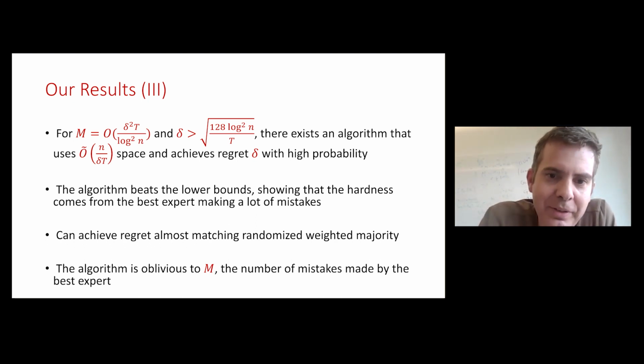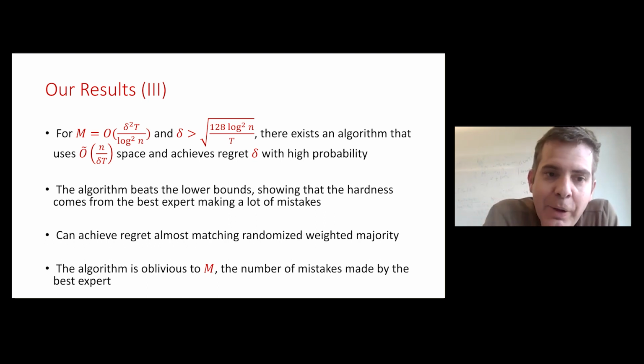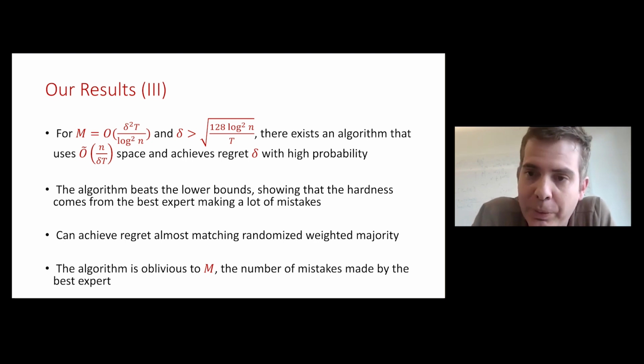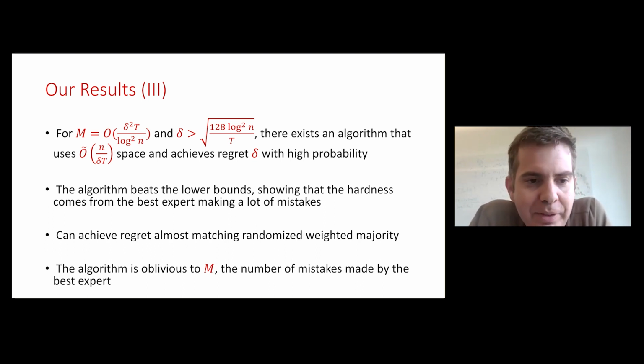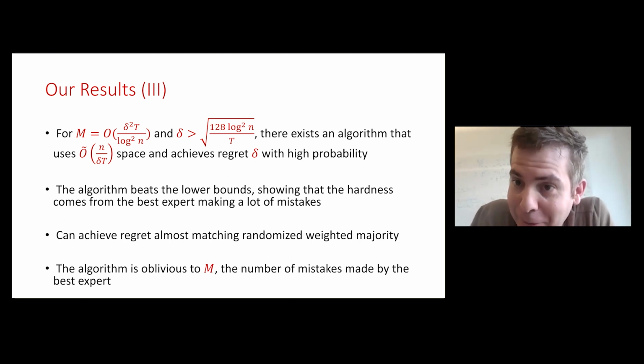And delta is at least, again, the information theoretic limit up to logs. Then there's an algorithm that uses n over delta t space, that works in arbitrary order streams to get this regret delta. That's this first bullet. Let me just emphasize some aspects of this. This algorithm beats the lower bound. I just said that there's an n over delta squared t lower bound. Delta is a quantity which is much less than 1, right? So how can we get an n over delta t upper bound?